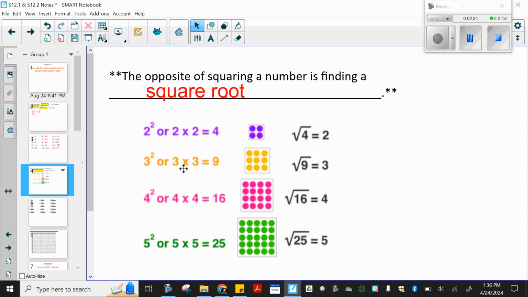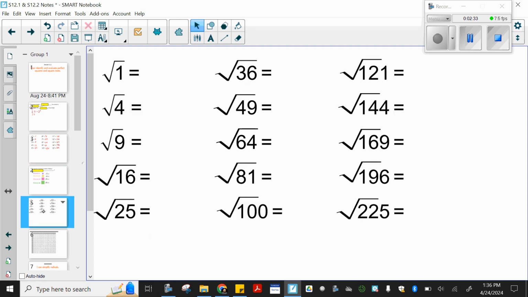3 squared, 3 times 3, which is 9. Here's 9. Square root of 9, 3. 16. Square root of 16, 4. 5 squared equals 25. Square root of 25 equals 5. All right, see the pattern? So we can do that same thing here, just reversing what we did. So the square root of 1 was 1. The square root of 4 was 2.